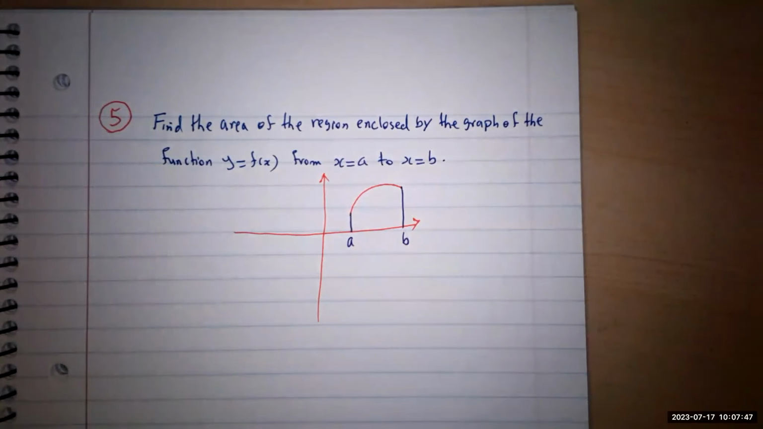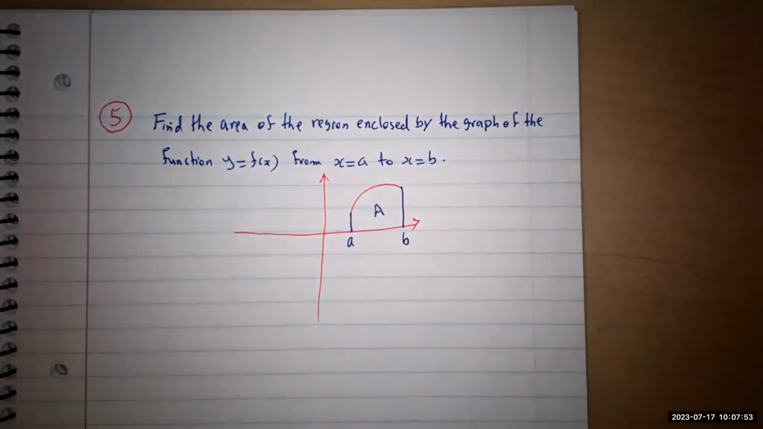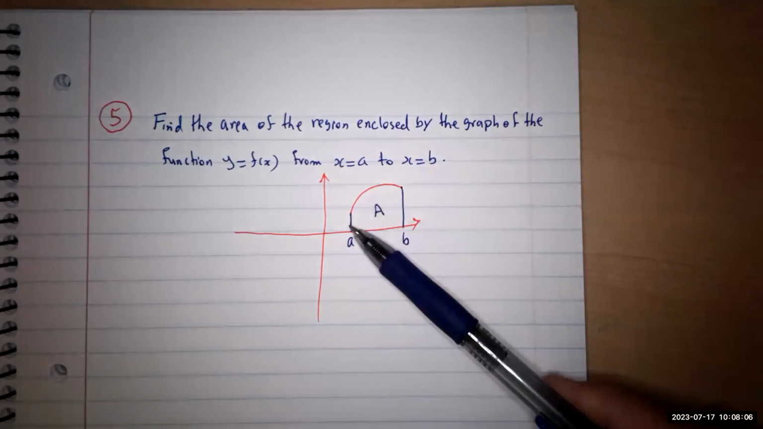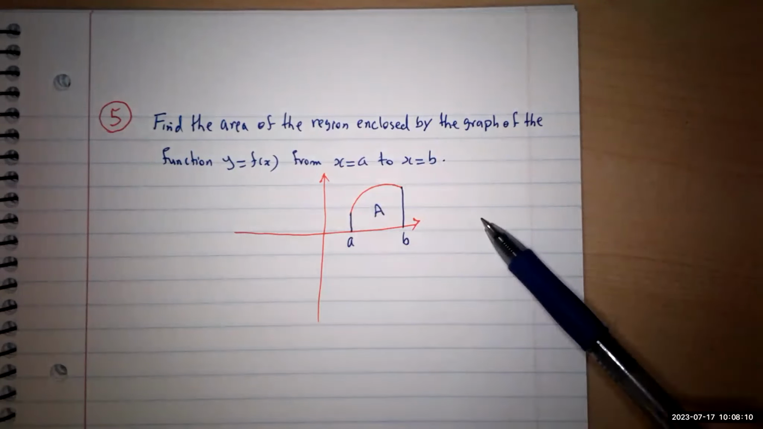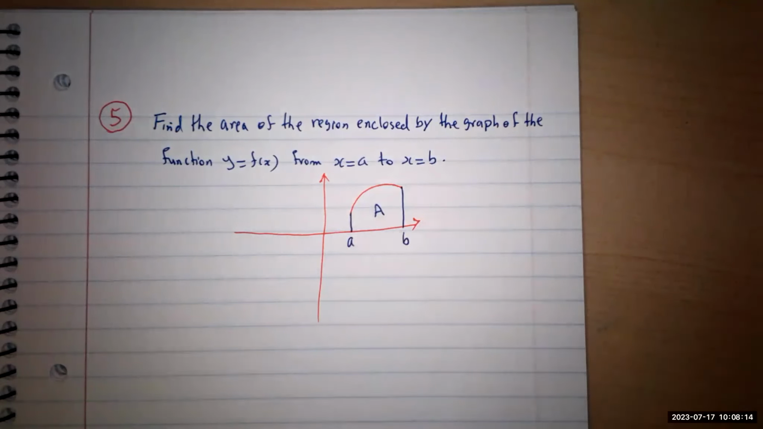Okay, x equal to a and x equal to b. And the area in question is this one. We call it the area under the curve. So that's going to be a region that's enclosed by y equal to f of x, the x-axis, and the vertical lines x equal to a and x equal to b.